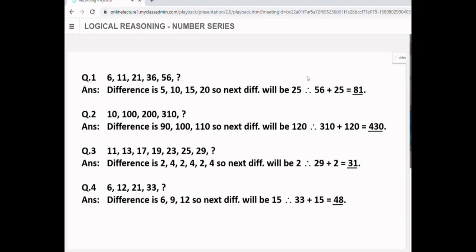6 se 9 ho gaya. From 6, it became 9. From 9, it has become 12. So it is increasing by 3. So 12 plus 3, 15 difference. So last number is 33 plus 15. So our answer is 48.